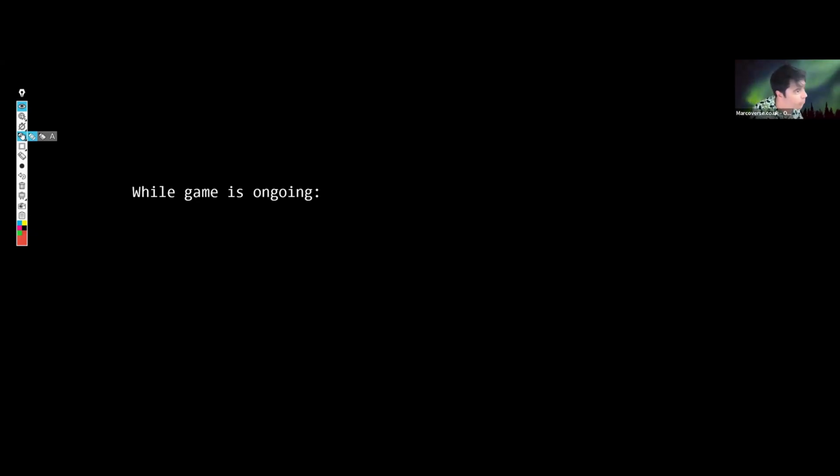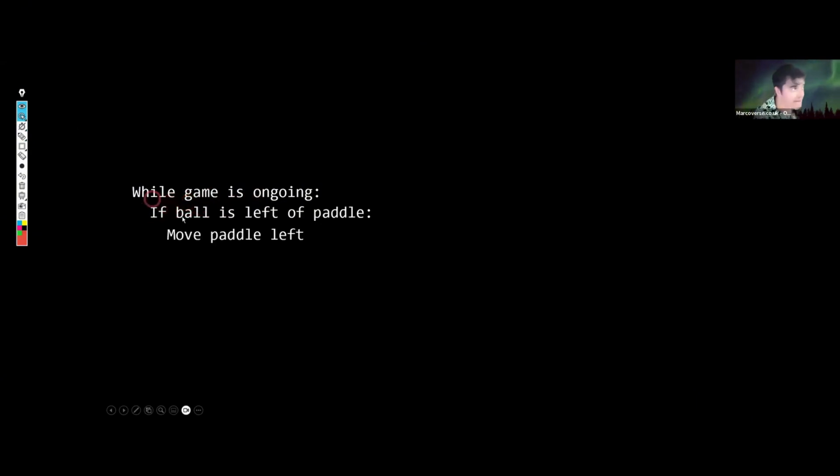This is English pseudocode, where it's literally written in English words and English language. So while the game is ongoing, if we're playing and if the ball is to the left of the paddle, I should move the paddle to the left.